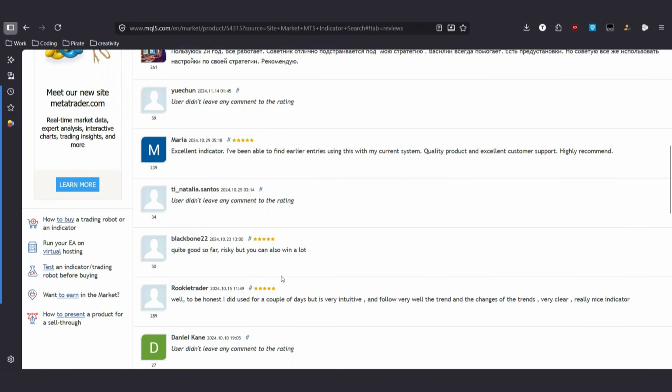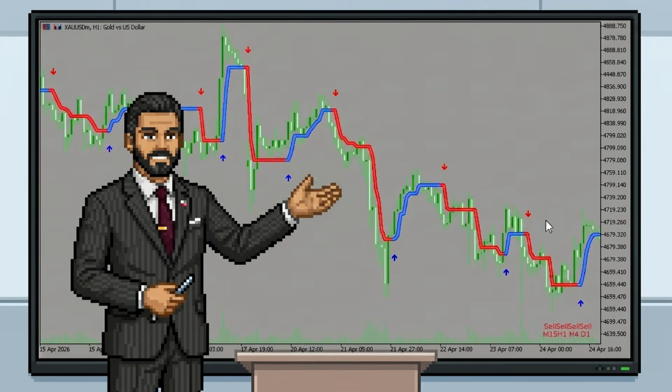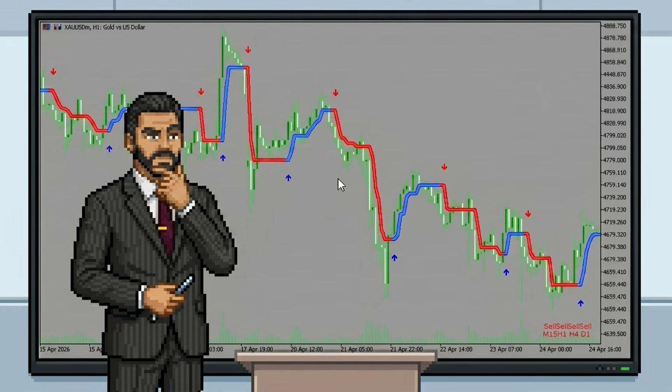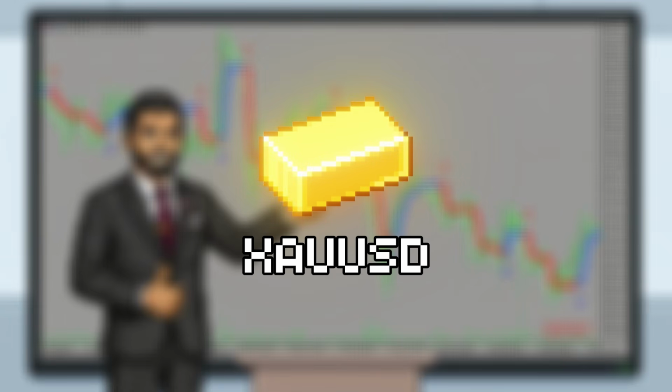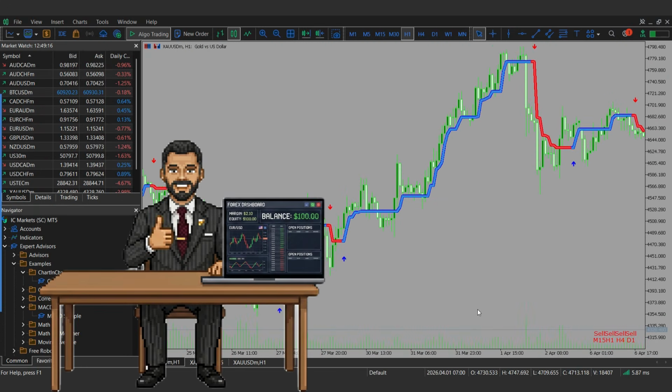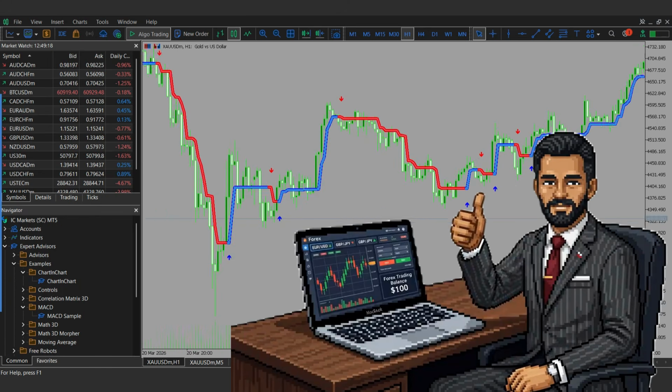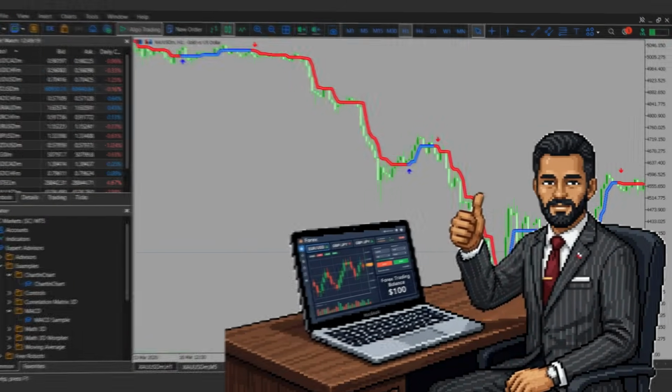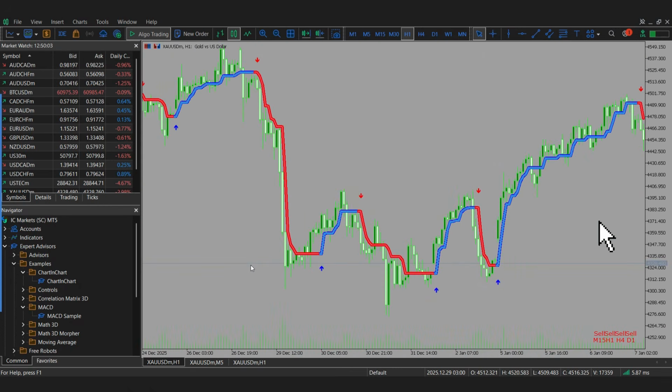Here's what nobody is telling you about GoldStuff. The developer claims this is a trend indicator, designed specifically for gold. It's optimized for the H1 timeframe. It can work on an account balance as small as $100 and takes only 5 minutes to set up. The strategy is simple: to enter a buy signal, wait for a blue arrow to appear, and the trend line to be blue, then take a buy trade. For a sell signal it's the opposite. You wait for a red arrow along with a red line to take a sell trade.